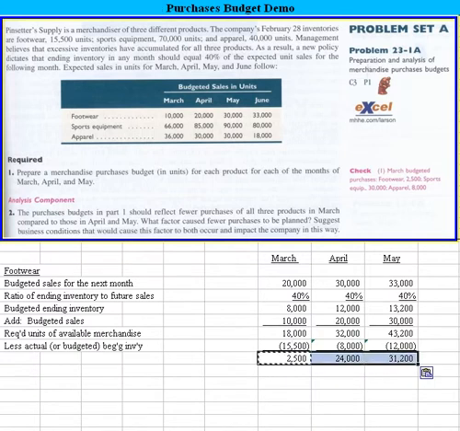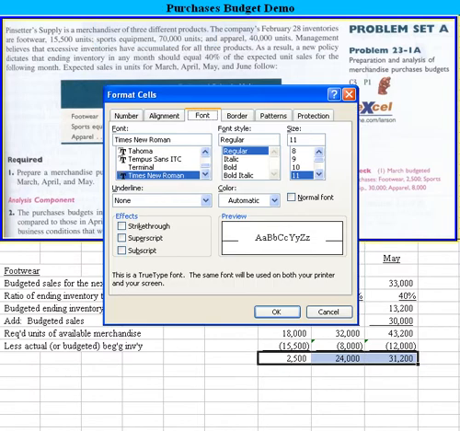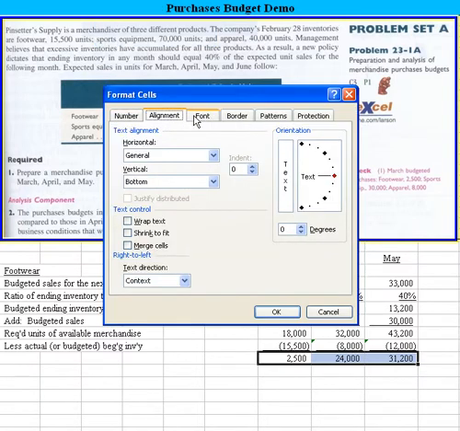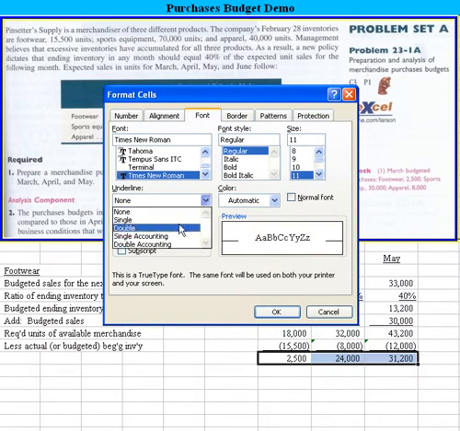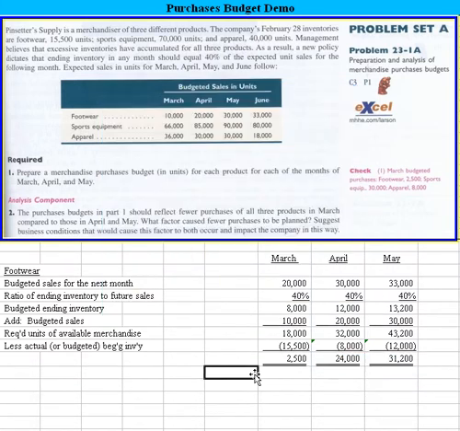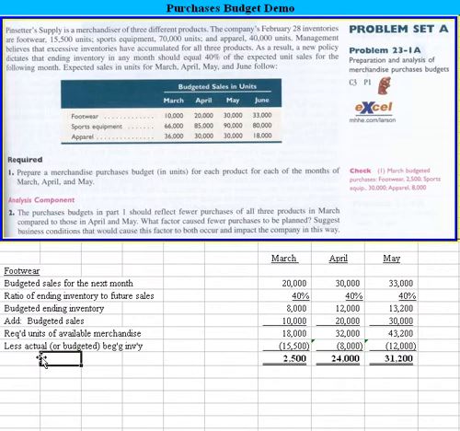Okay, and if I change that format to the font, if I pick an underline double accounting, we get the answer. Alright, so in units, those three numbers are the answer we were looking for, the budgeted purchases we would need to make for the footwear.